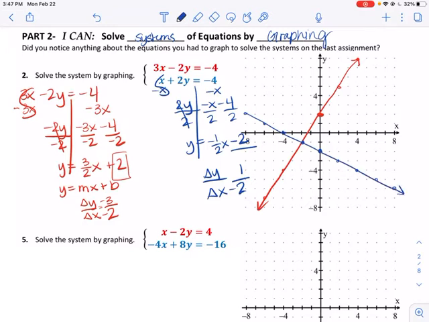All right, so those are my 2 lines. Remember that when we solve the system by graphing, we're looking for the point or points that make both lines true, both equations true, or the point x, y that is on both lines.